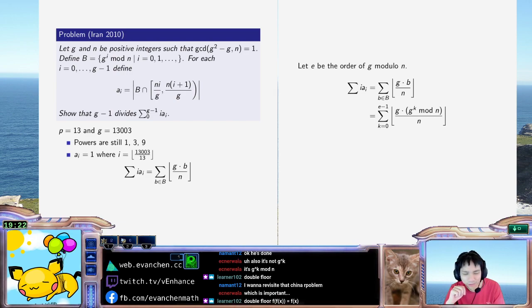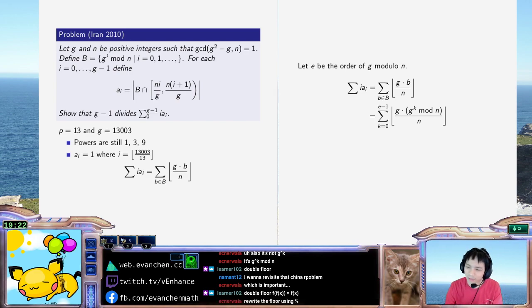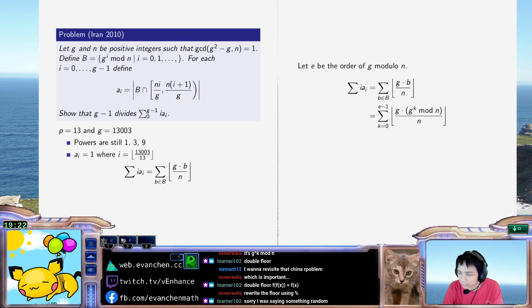Double floor. Someone please simplify this for me. Okay, well, I'm going to start by writing something. So this is like G to the K plus 1, or it's G to the K plus 1 minus some integer thing, right? Minus some term that depends greatly.